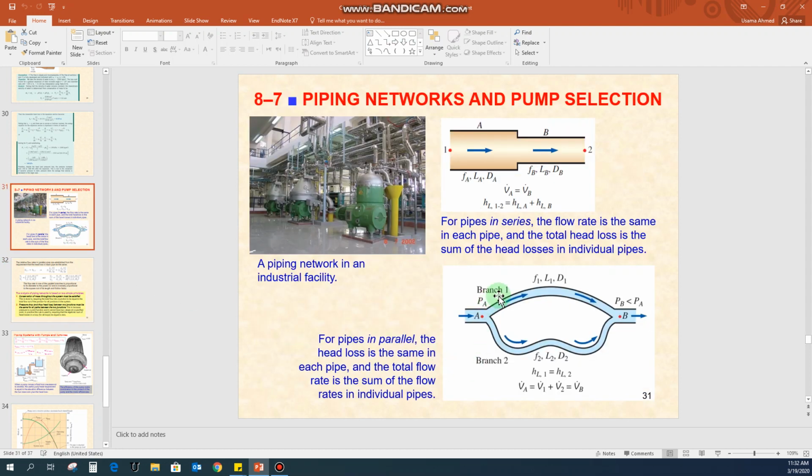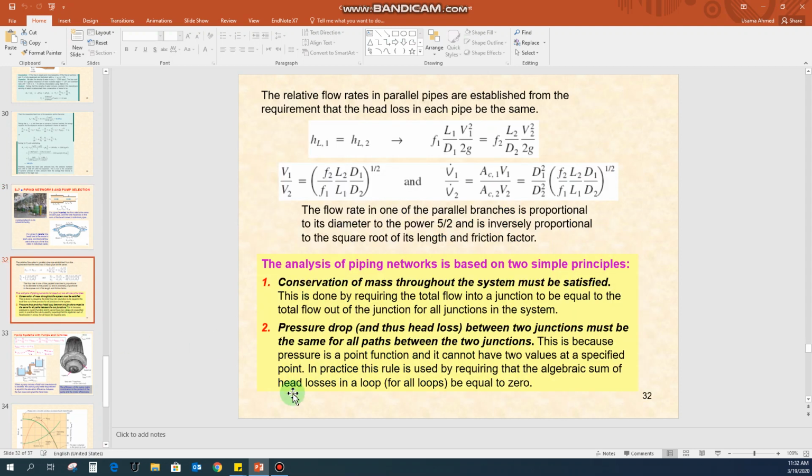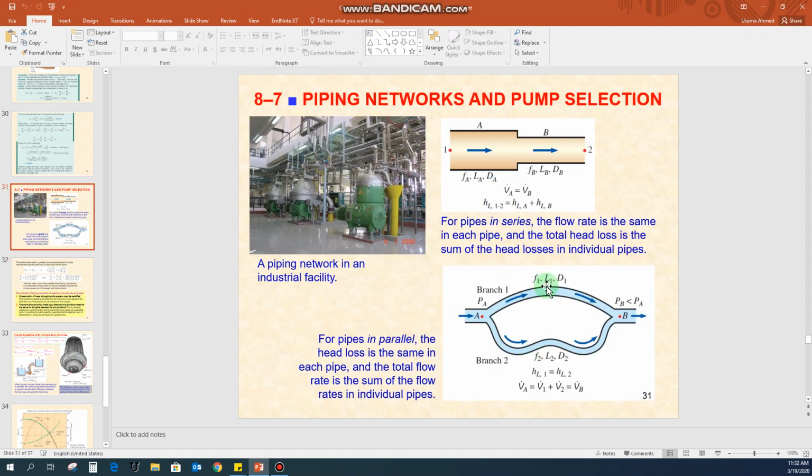So here we are talking about this kind of situation. The head loss or the pressure drop between the two junctions should be the same. This is because the pressure is a point function and it cannot have two values at a specified point. In practice, this rule is used by requiring that the algebraic sum of the head losses in the loop be equal to 0. Okay, so what we can see from here is that the head loss at this point should be the same as the head loss at this point. Because the head loss or the pressure drop is a point function, it cannot have two values at two points of the piping system. If we have the same head loss here, we have the same value for the head loss at this point.